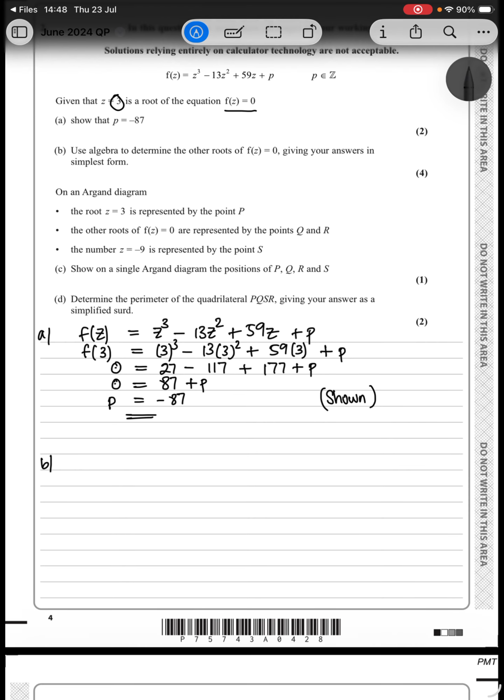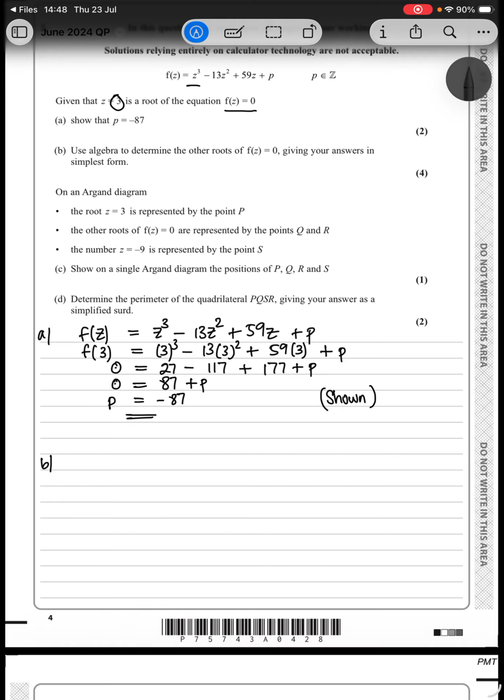Use algebra to determine the other roots of f(z) equals 0, giving your answers in simplest form. Since this is a cubic equation, it is going to have 3 roots, one of which is already given in the question, and the remaining 2 we're going to find.